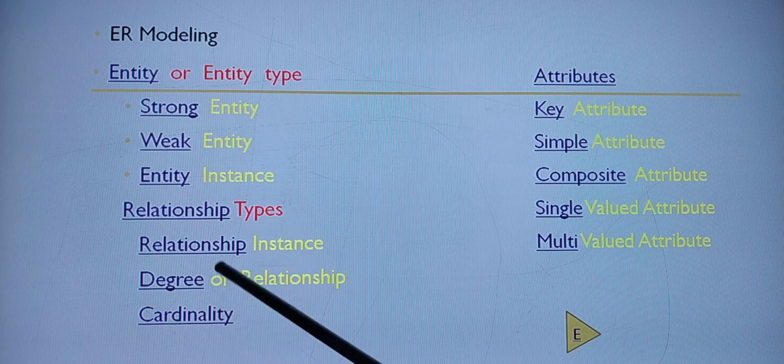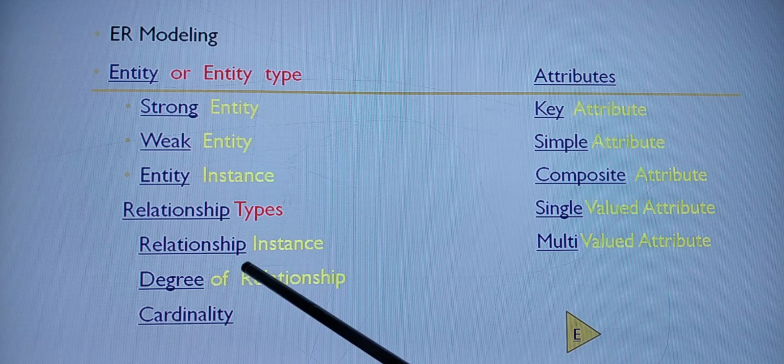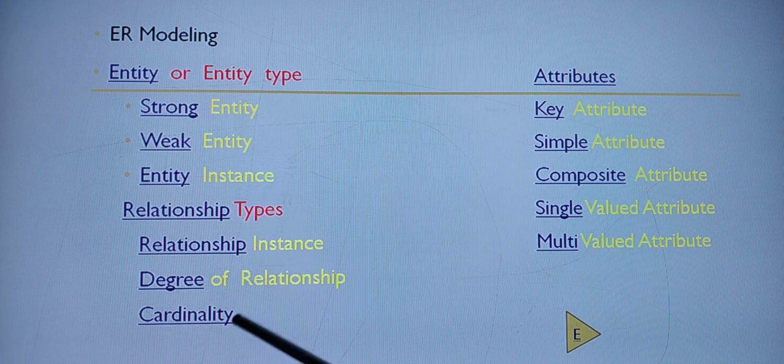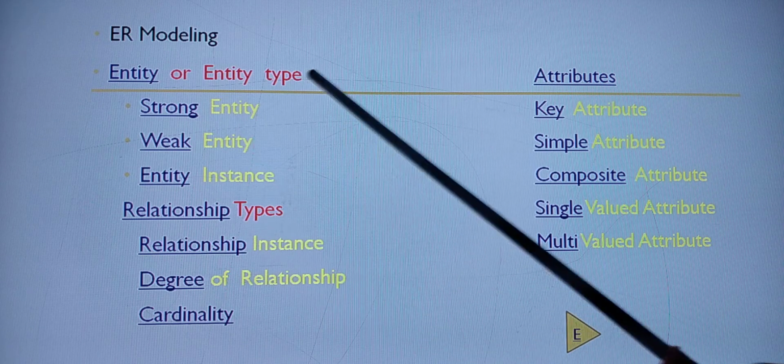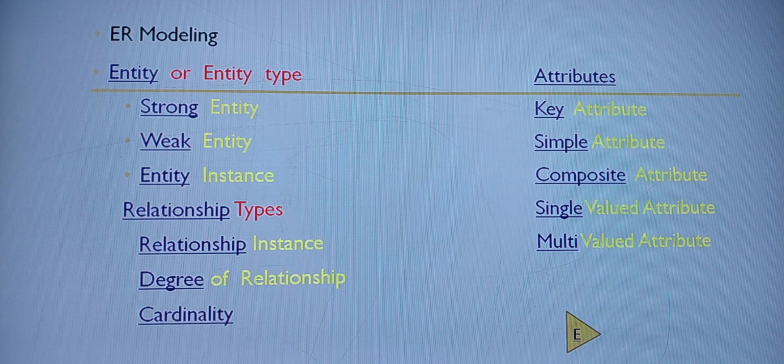Next you are going to have the relationship type. Under that you are having three: your relationship instance, degree of relationship, and the last one is your cardinality. So these are the three concepts you are having, and under the three concepts you are having many types. So clear with the simple demonstration of ER modeling? Yes, now we can see each and everything in a brief way.